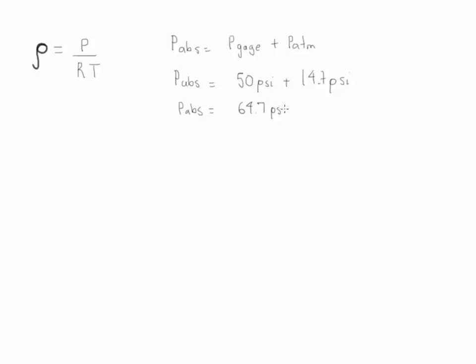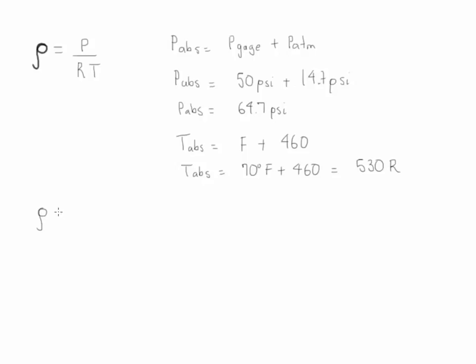64.7 psi. We do the same thing for temperature, which has to be absolute, which is going to be Fahrenheit value plus 460 to make it Rankine. So temperature absolute for this case is going to be 70 Fahrenheit plus 460. That gives us 530 Rankine. Now we substitute these values into the equation.